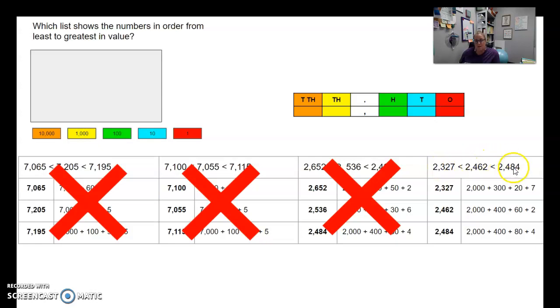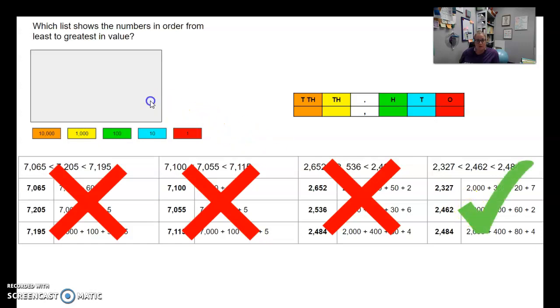So now I'm going to look at the next two numbers in the pattern. So I have 2,462 and 2,484. So again, I'm going to compare them. So I'm going to start at the furthest place to the left, which is my thousands place. I have 2,000 and 2,000. That doesn't help me. I have 400 and 400. That doesn't help me. I have 60 and I have 80. That does help me because they're different. So which one's smaller, 60 or 80? That's right, 60 is smaller. So since 60 is smaller, that means this is my next smallest number, and then this number is the biggest number. So that tells me we did everything right, and this is our answer.